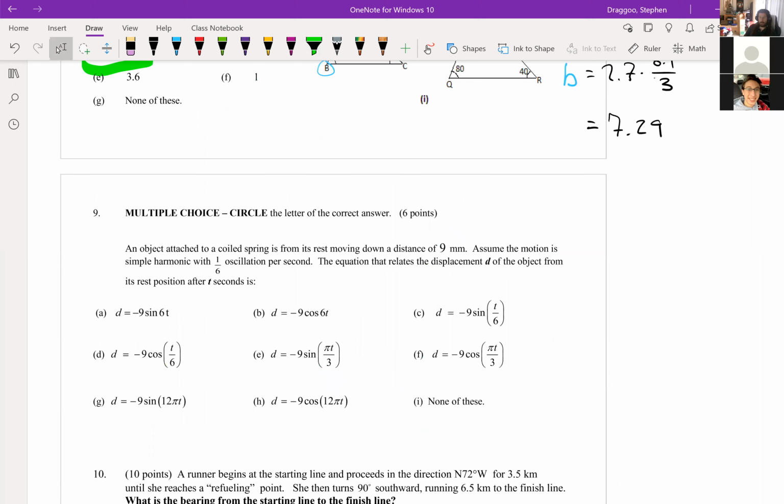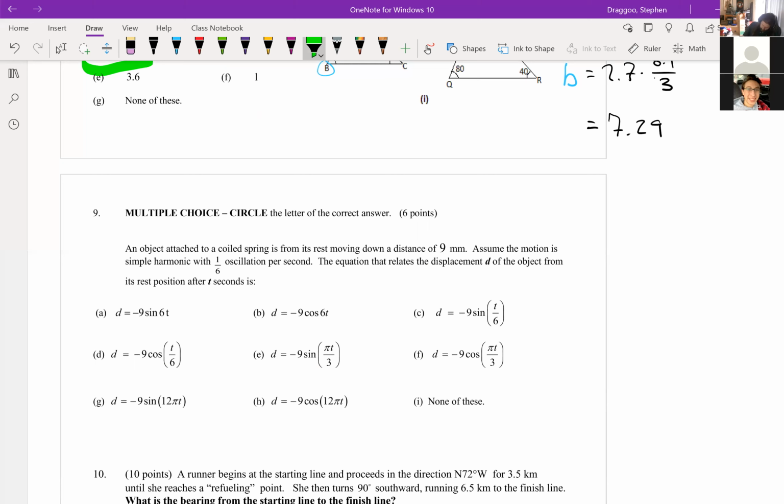For problem 9, we have an object attached to a coiled spring, from its rest moving down a distance of 9 millimeters. Assume the motion is simple harmonic with a sixth of an oscillation per second. The equation that relates displacement d of the object is given by which of the following?